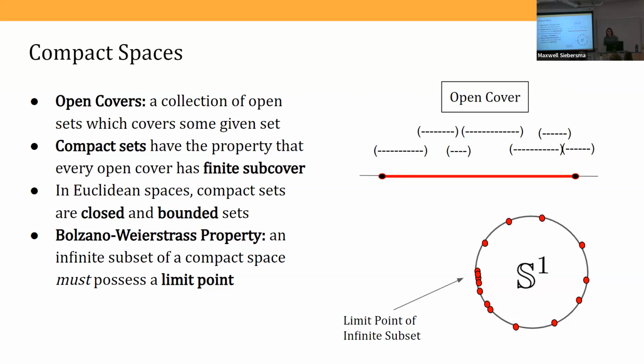In Euclidean spaces, like the one we're in right now, this definition is equivalent to closed and bounded sets. So things like a closed interval of the real line or a circle. An important theorem is the Bolzano-Weierstrass property, which says that an infinite subset of a compact space must possess a limit point. So if I took a circle, which is a compact set, and I picked an infinite number of points on that circle, under a standard topology where it's compact, I'm always going to have some limit point in that choice of points.